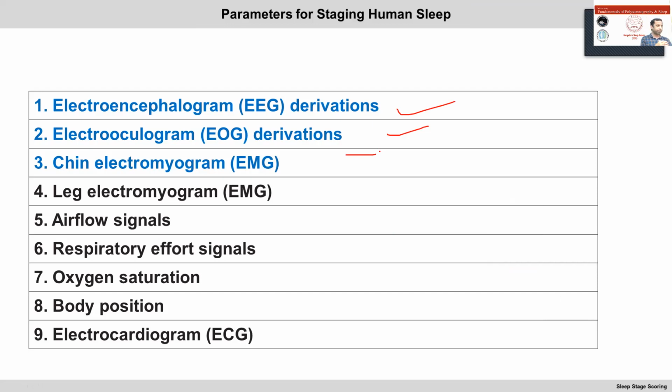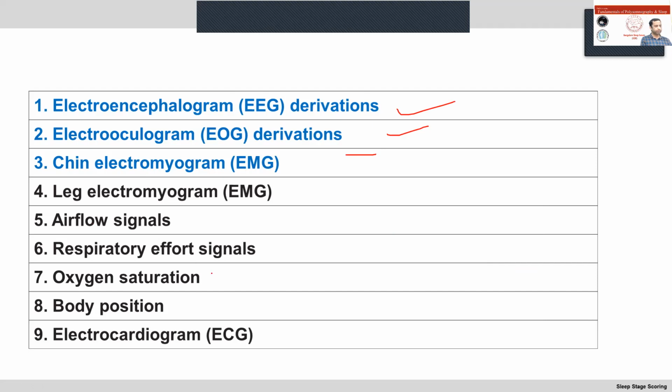Other parameters are for diagnostic purposes, such as airflow, REM behavior disorder, muscle and movement disorders like PLMS, and apnea. You need all these things for those purposes, but for sleep stage scoring, these 3 are enough. For other purposes, we can use these additional signals.